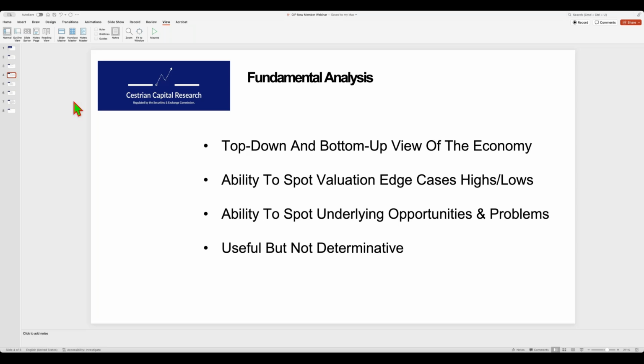Overall, fundamental analysis I would characterize as useful but not determinative. It's pretty helpful if you like to invest in or trade single name stocks. It's not all that useful as regards if you just trade the S&P. You know, what the S&P happens to be trading at on a PE multiple or a PEG multiple isn't all that useful. But for individual named stocks and companies, it has its place.